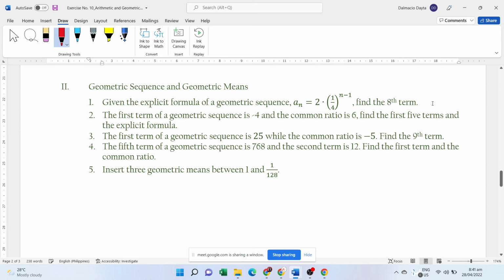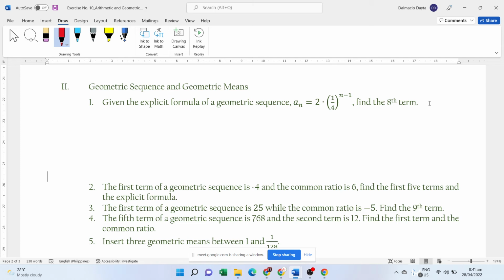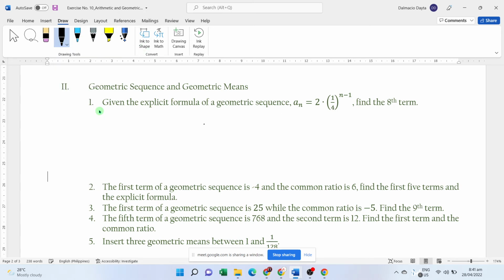Let's answer number 1. Given the explicit formula of a geometric sequence, a sub n is equal to 2 times 1/4 raised to n minus 1. Find the eighth term. So very simply, we just substitute n is equal to 8. Then a sub 8 is equal to 2 times 1/4 raised to 8 minus 1, and that is 7. So we have 2 times 1/4 raised to 7.